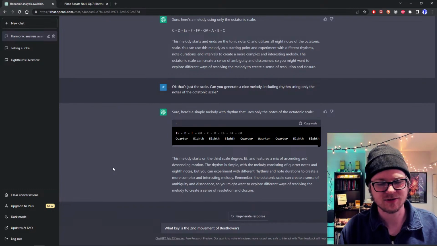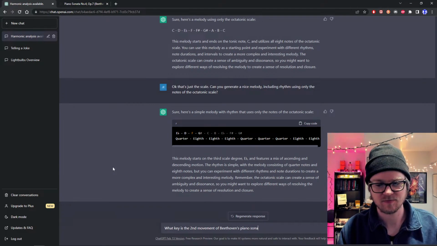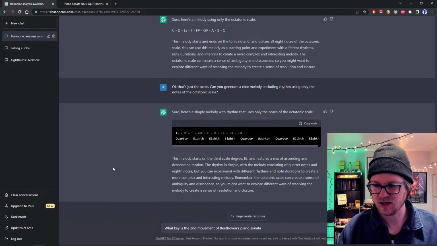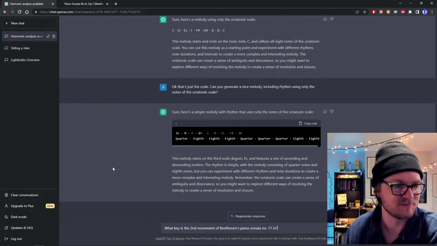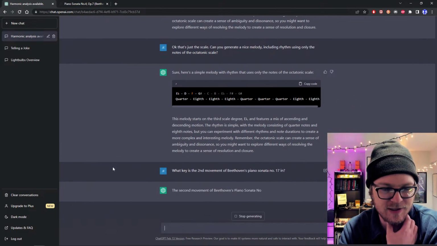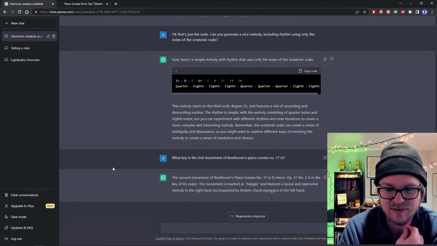Second movement of Beethoven's 17. Let's just start with kind of a baby. Let's just baby it into here. It should know this, I'd imagine. Yeah, key of D flat major. Features a lyrical and expressive melody in the right hand, accompanied by broken arpeggios.